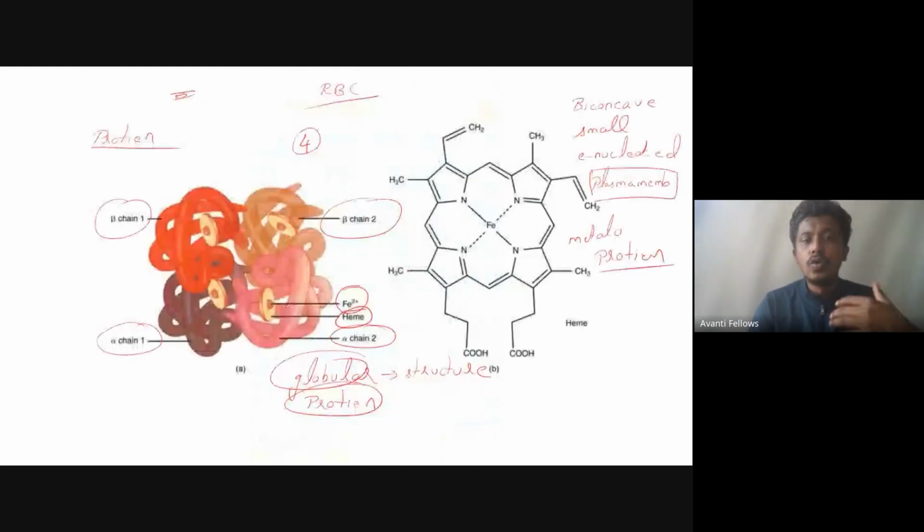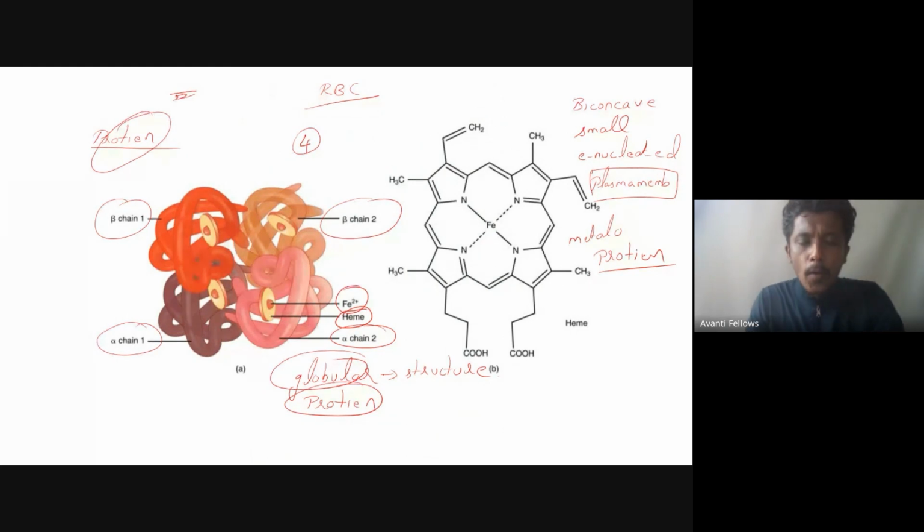Then we went on to understand the structure of RBC and its key component, which you call hemoglobin. In red blood cells, we have a specialized protein called hemoglobin. You might have heard about hemoglobin in your primary classes, right? You say that hemoglobin is a pigment that helps in carrying oxygen. So what is hemoglobin? It's a protein.